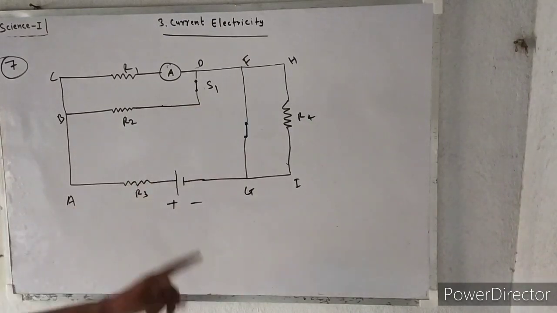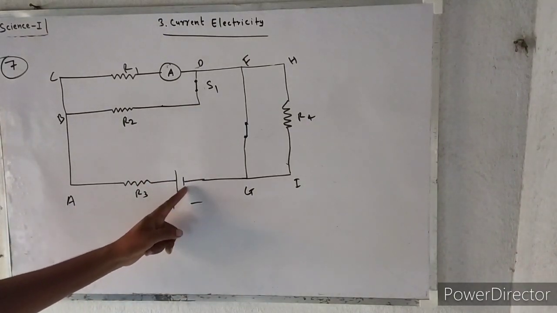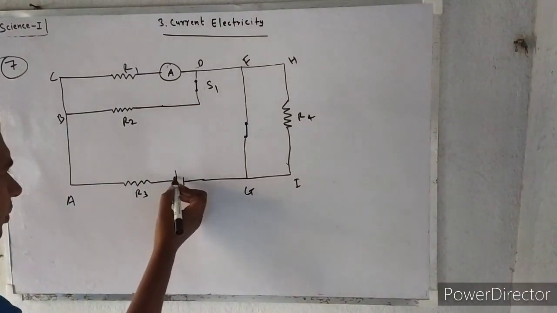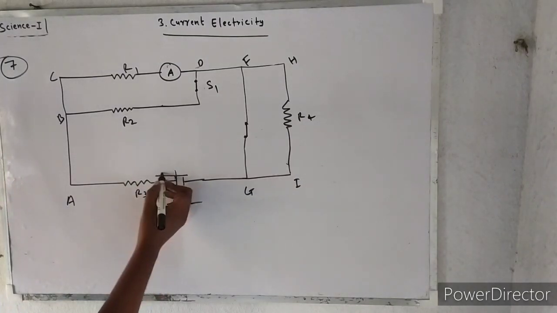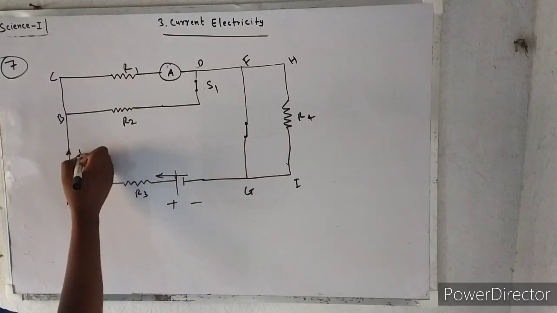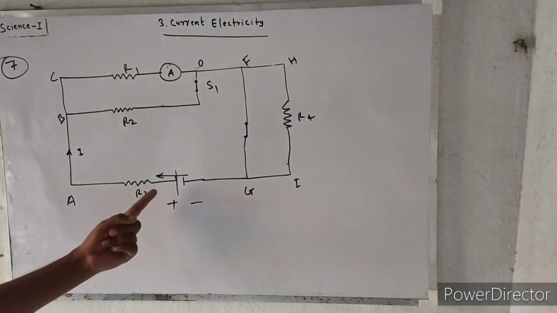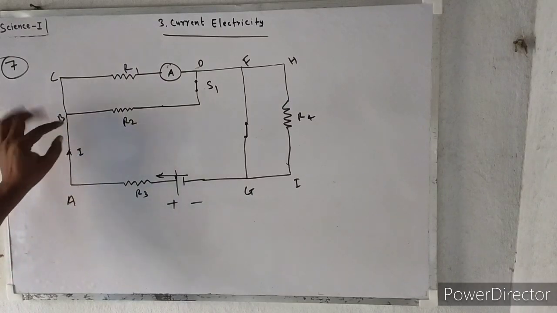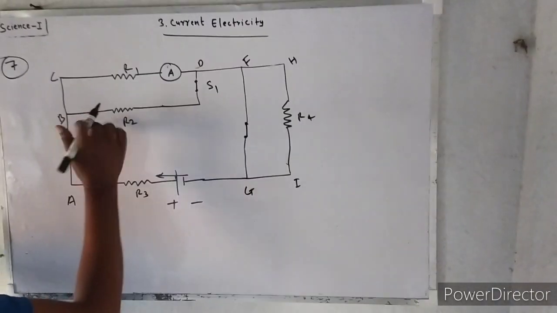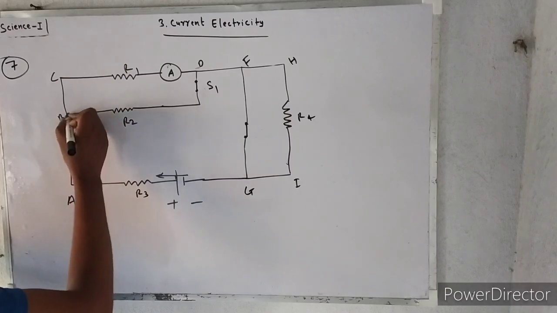In this particular case, tell me one thing: this is positive, this is negative. So current will flow from the positive side. Current I is flowing here. So this current will be divided into two parts. One part, say this is I1 and this is I2.